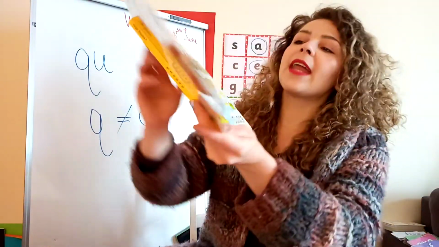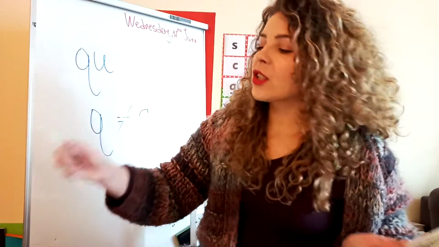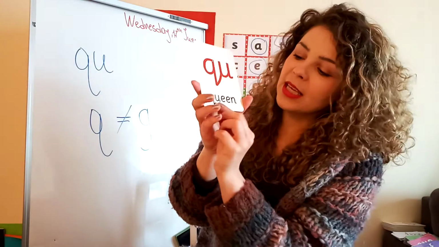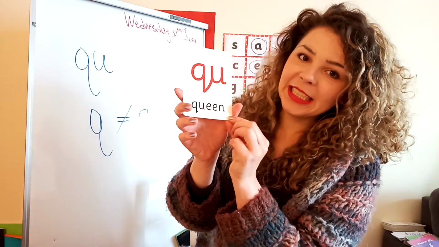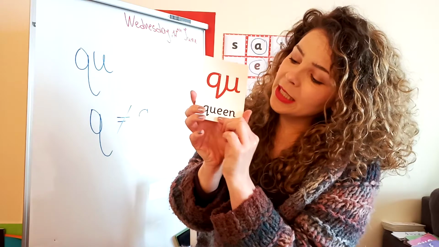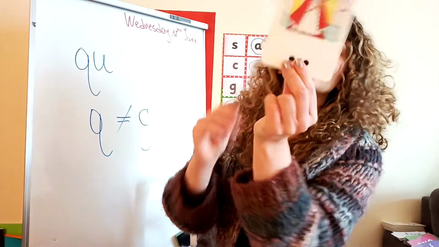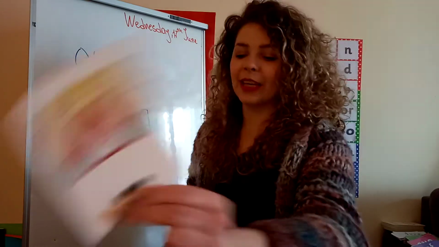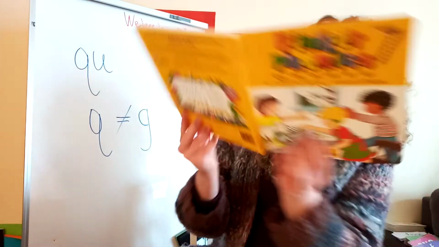So let's see what else we have here. So first let me show you my card. My card here has qua, as in queen. Yeah, so you can see the picture of a queen. Okay, so we have the queen.